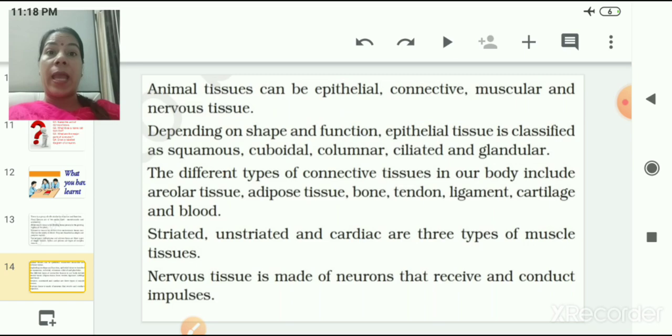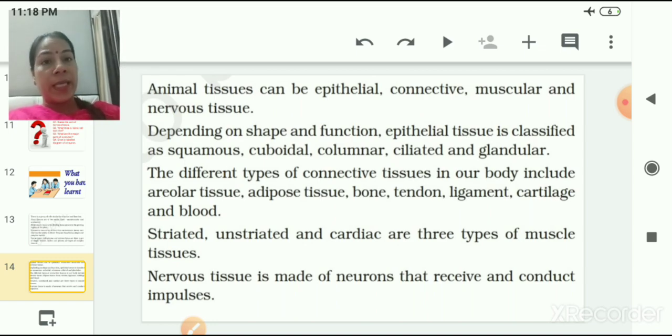Animal tissues can be epithelial, connective, muscular and nervous tissues. Depending on shape and function, epithelial tissues are classified into squamous, cuboidal, columnar, ciliated and glandular epithelial tissues. The different types of connective tissue in our body include areolar tissue, adipose tissue, bone, tendons, ligaments, cartilage and blood. Striated, unstriated and cardiac are the three types of muscle tissues. Nervous tissue is made up of neurons that receive and conduct nerve impulses in our body.